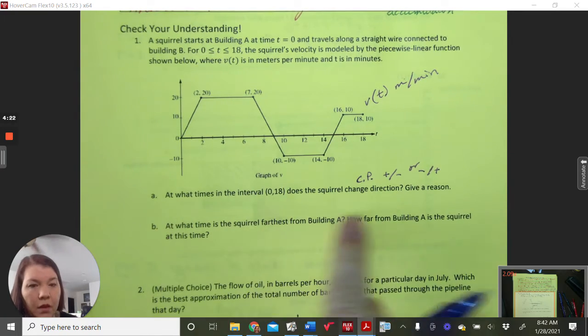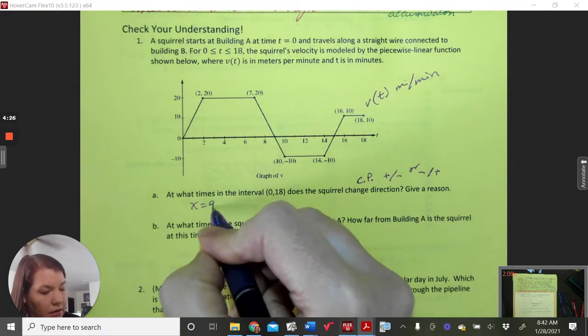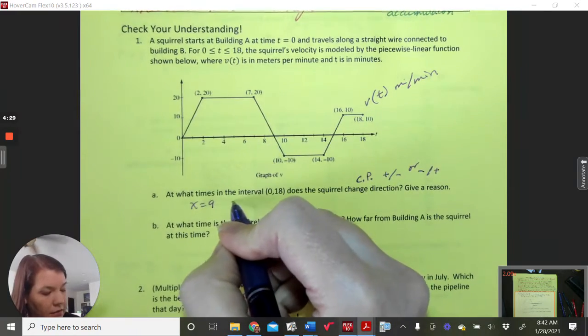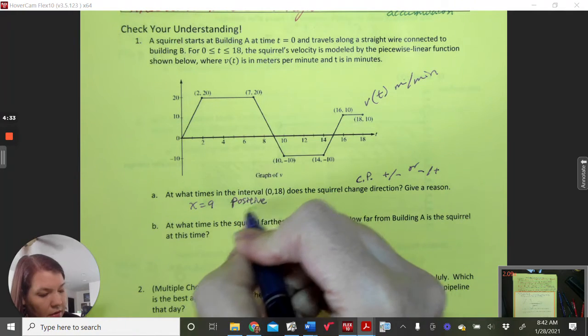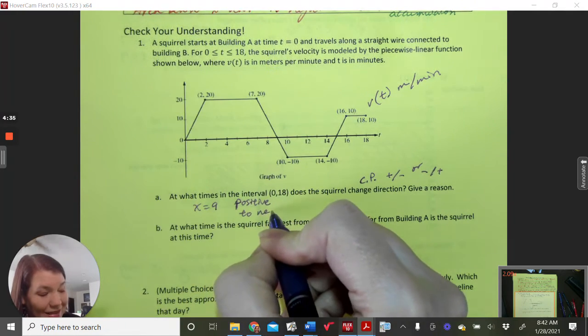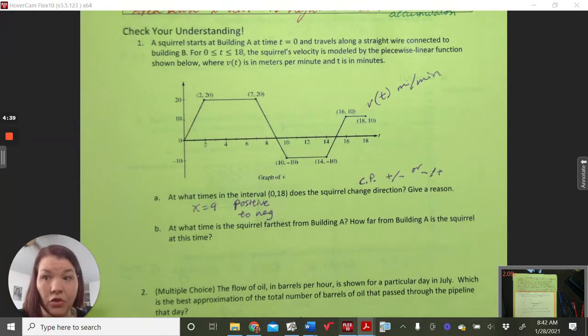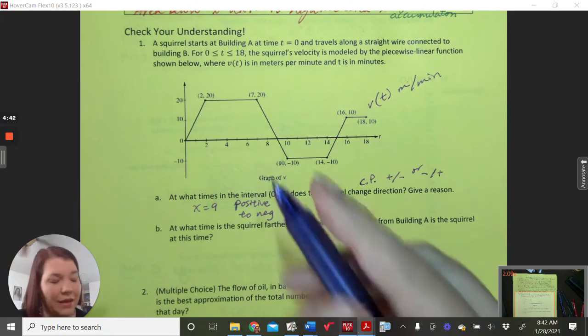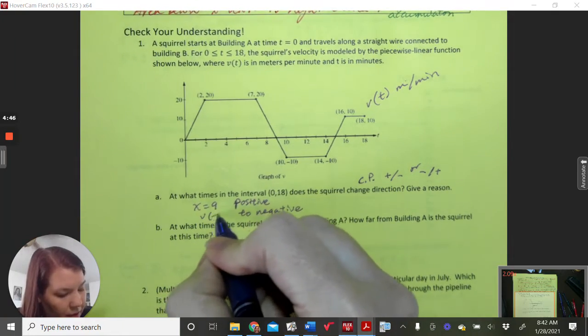Okay, so let's take a look. It looks like t equals 9 is 0. It goes from positive to negative. A lot of you use it. Make sure you are saying what it is. V of t changes.